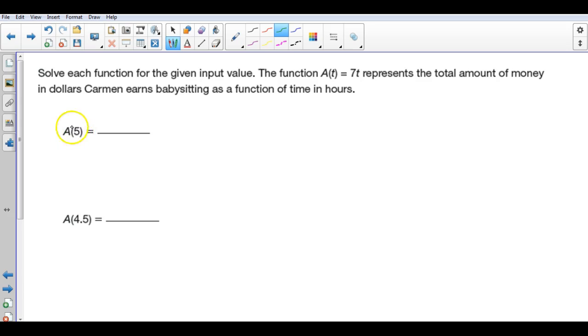So what I'm going to do here, since it says A of 5, A is going to represent the total amount of money. 5 is going to be my input value here. So she controls that she worked 5 hours, and we're going to figure out how much she made. So what you would do is say A of 5 equals 7 times 5. So what you're doing is, again, I'm lining up these independent variables here. My input value here is T. T represents the total number of hours that she worked. So if she works 5 hours, 7 times 5 means that she made $35.